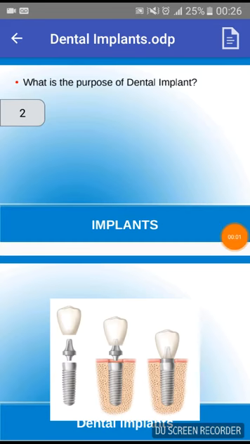Alright guys, as I was mentioning, titanium allergy is a very rare occurrence, but it can happen. Another thing you have to look out for is peri-implantitis, secondary to infection of the gum around the implant itself. And the management is as per periodontal disease.